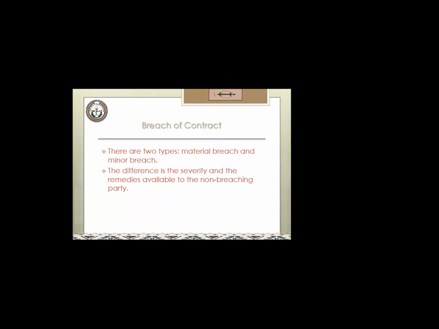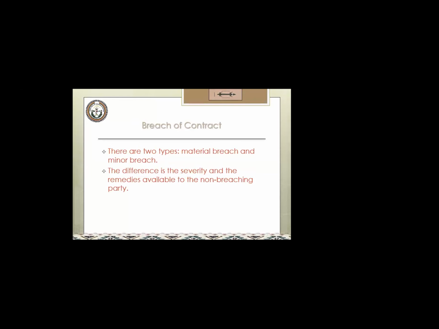Well, what happens when a party doesn't fulfill their duties or responsibilities, when they neglect or omit something they're supposed to do, whether they don't invoice you on time or they don't pay you on time? That's called a breach of contract. And there are two types of breach: a material breach and a minor breach.